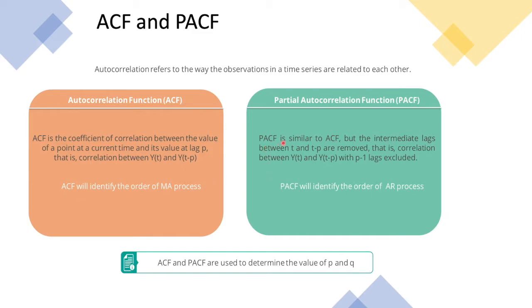Similar thing for the PACF. PACF is similar to ACF, but the intermediate lags between t and t minus P are removed. That is the correlation between Y_t and Y_(t-P) with the P minus 1 lags excluded. So PACF will be used to determine the order of the AR process, which gives us the value of P.